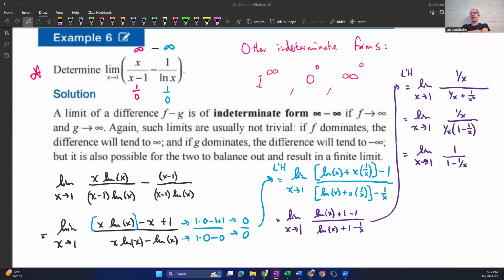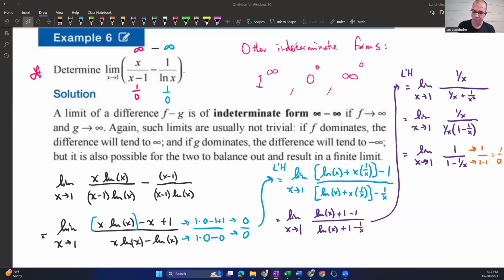Okay, now this is maybe a little bit nicer to work with. If we plug in 1, this thing approaches 1 on top and 1 minus 1 on bottom. So it's 1 over 0. Thankfully, this is not an indeterminate form anymore. It really just means that infinity wins.